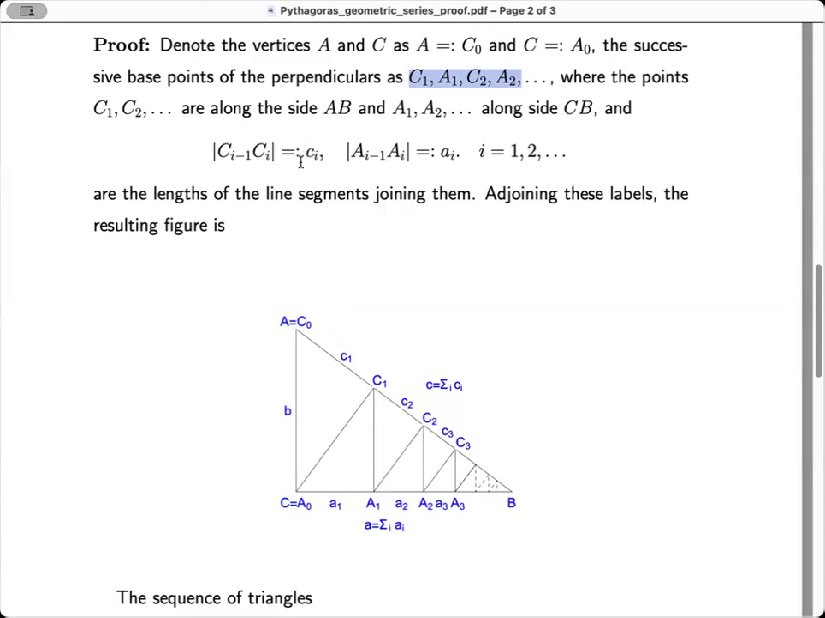And let's also label the lengths of the line segments between consecutive such points using a lowercase c. So the line from C(i-1) to Ci has length little ci, and the line segment from A(i-1) to Ai has length little ai. So for example, if i is 1, then this segment C0, C1 has length c1. The next one is the segment from C1 to C2, and that has length little c2, and so on. And the same for the A's. The segment from A0 to A1 is labeled as length little a1, the next one little a2, and so on.